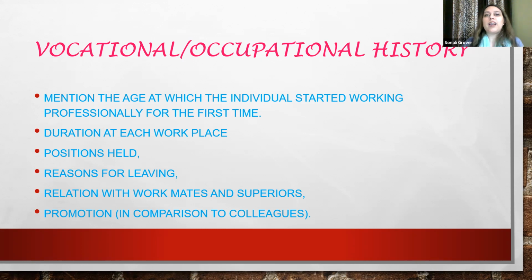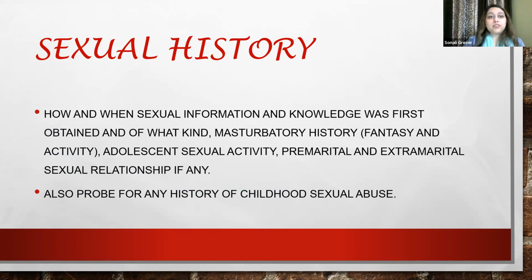So you should definitely talk more and ask in the case history anything about his sexual history. This is something that you should ask indirectly, especially in India. People will not reply in a very open manner, but you should definitely ask how and when sexual information and knowledge was first obtained, and of what kind, any masturbating history, adolescent sexual activity, any case that has happened before, premarital and extramarital sexual relationship, if any. Also probe for any history of childhood sexual abuse. So you really have to have a good rapport with the client and the informant if anyone else is also there. Then only you will be able to probe more information from them.